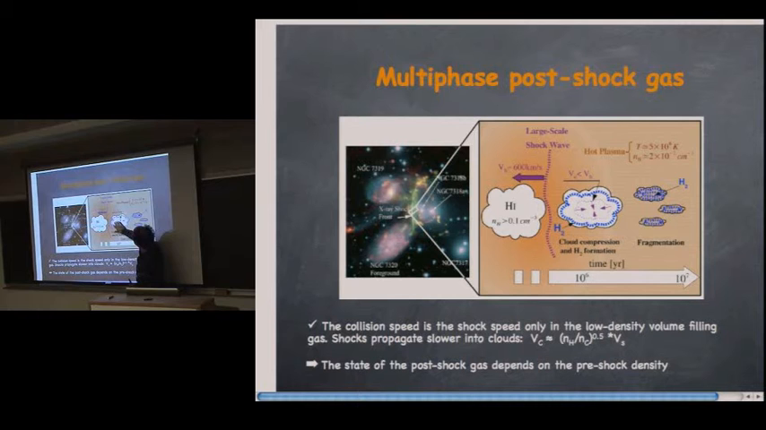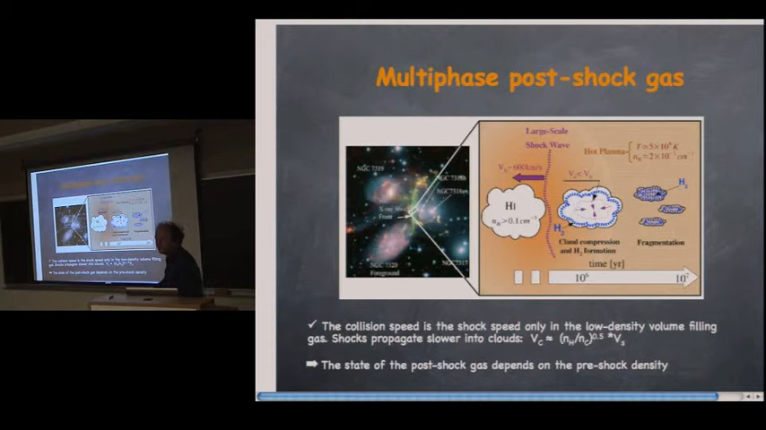and the shock transmitted into the clouds will be slower than the main speed, and this is related to the density contrast. In a simple approximation, we can say that the density times V squared is preserved. So the denser the cloud is, the smaller the velocity will be. And so we did microphysics modeling of this, including the evolution of the dust. What I'm going to show you is that we can form molecular gas quite easily within a few million years.